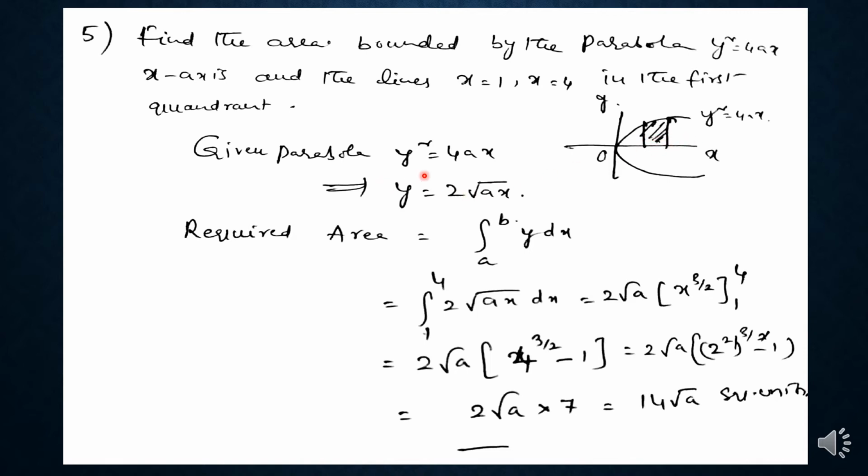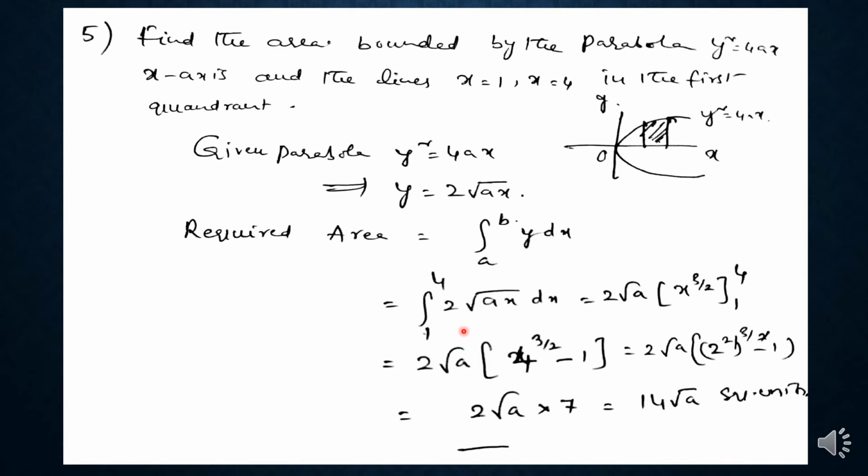So the given parabola is y square is equal to 4ax, y is equal to square root of 4ax, that is square root of 4, that is 2, into root a into root x. So what is the required area here? Required area is equal to integral a to b y dx. Here a is equal to 1, b is equal to 4. Integral 1 to 4, 2 into root ax dx. So here the constant is 2 root a. 2 root a into integral root x dx.